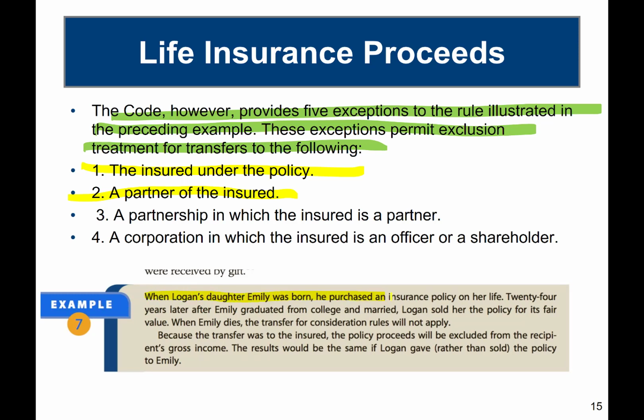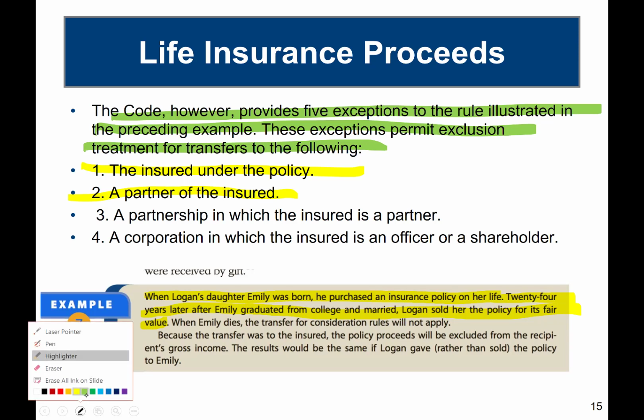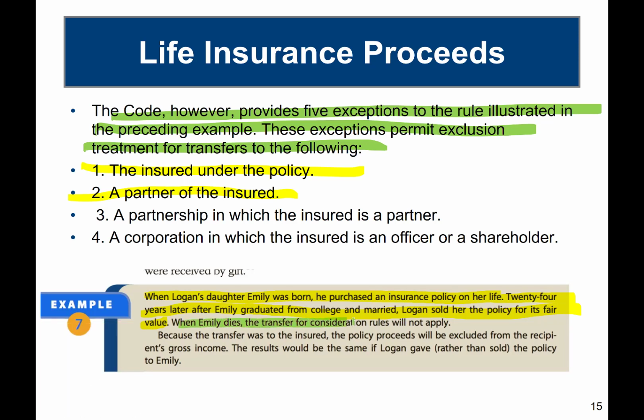So we have this: Emily was born, and her dad purchased an insurance policy on her. When she was 24 and graduated from college and got married, he sold the policy to her for its fair value. Okay, when Emily dies, the transfer for consideration rules will not apply. So even though she maybe paid $6 and she got 10 for it, whoever her beneficiaries were would not have to pay that tax on the 4,000 like we saw in the other example, okay, because the transfer was to the insured.